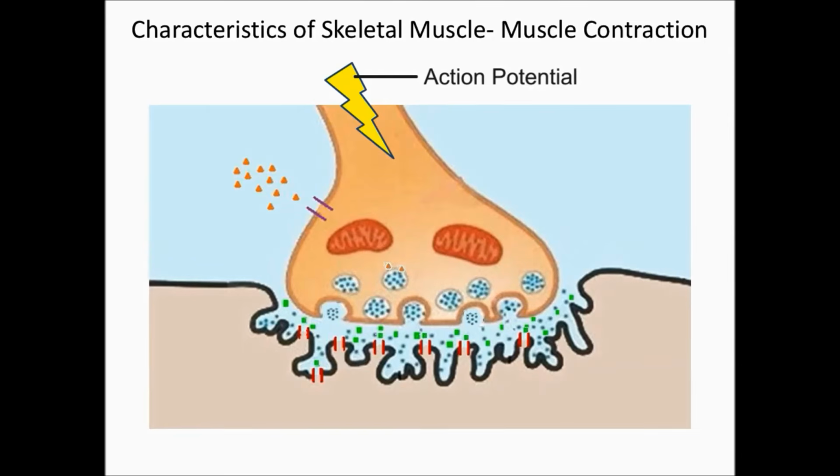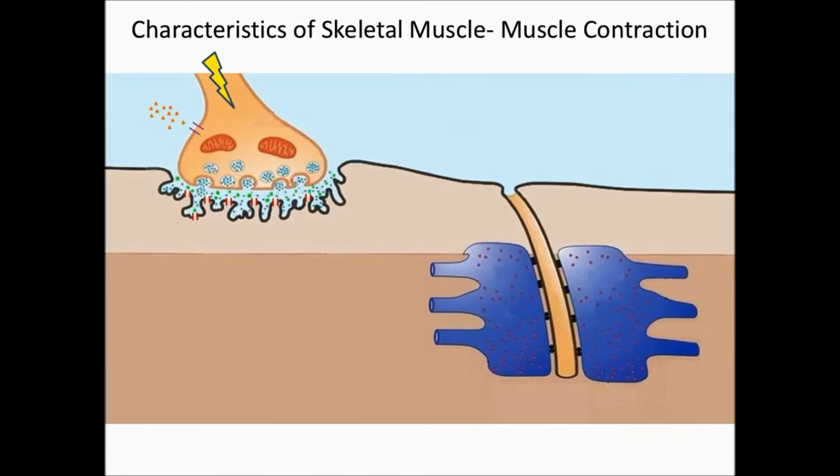The neurotransmitter then diffuses across the synaptic cleft and binds to the receptor found on a chemical-gated sodium ion channel. Once the neurotransmitter is bound to the receptor of a chemical-gated sodium ion channel, the channel opens, allowing sodium ions to diffuse across the sarcolemma. The diffusion of sodium ions across the sarcolemma creates a new action potential in the muscle fiber. The newly created action potential will then travel down the sarcolemma and into the T-tubule.